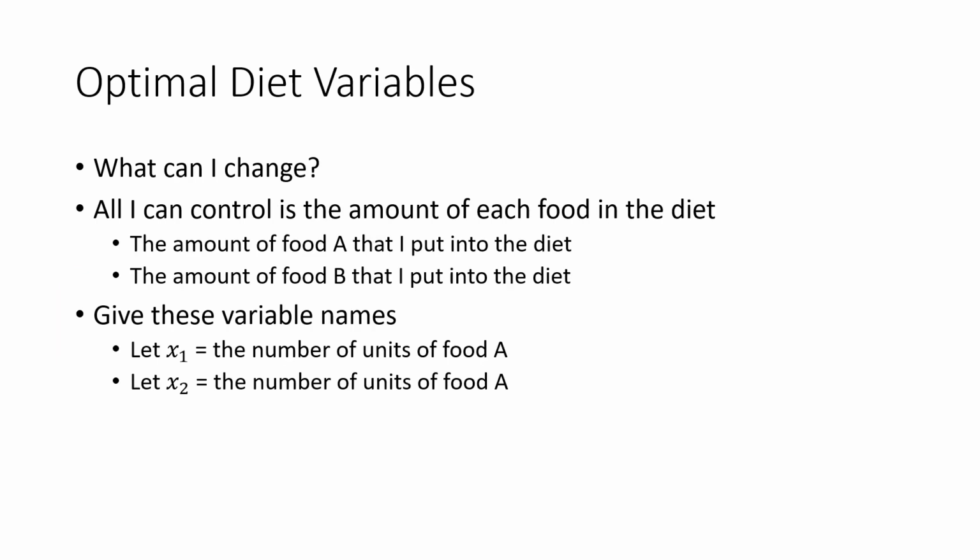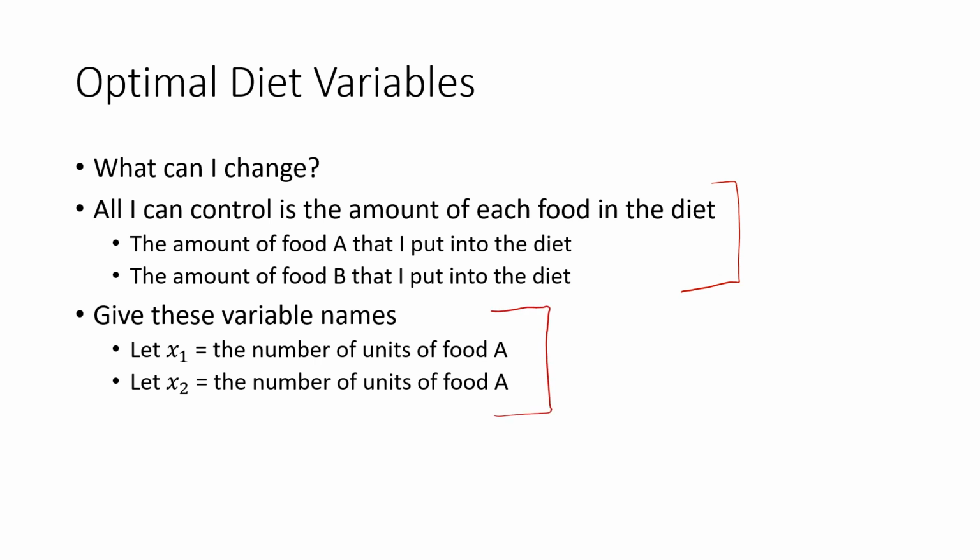Next step, the variables. What can I change? The only thing that I can change is that mixture. We're told that food A has a certain composition. We can't change that composition. We're told food B has a certain composition that we can't change. The only thing we can change is how much of food A and how much of food B. Those are the things we can change.